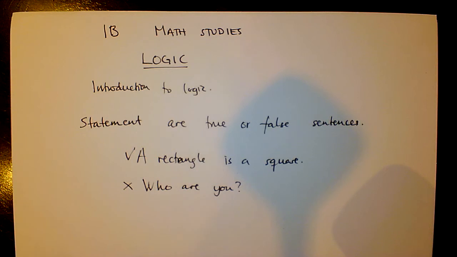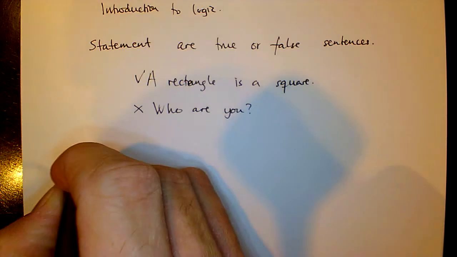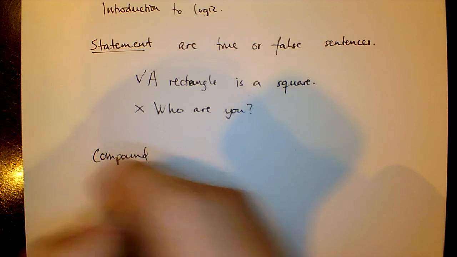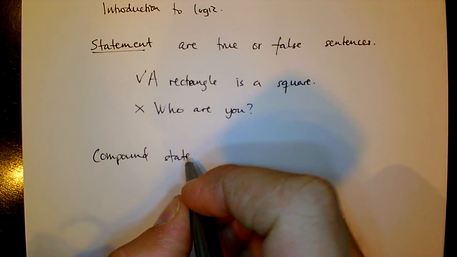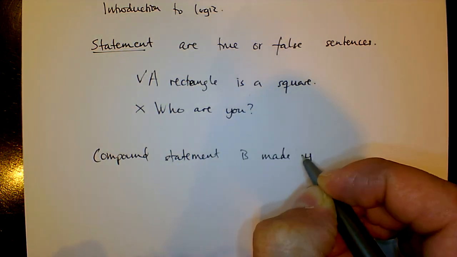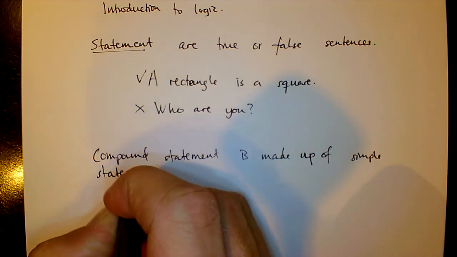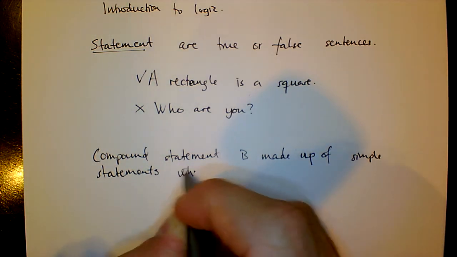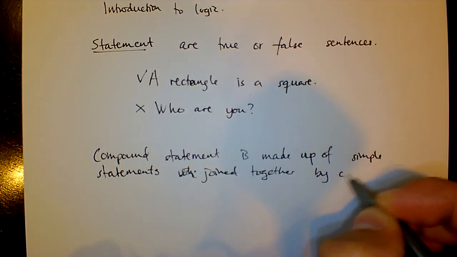Well, this is. When we're combining statements, we call it a compound statement. So this was a statement. A compound statement is a combination or is made up of simple statements, which are joined together by connectives.